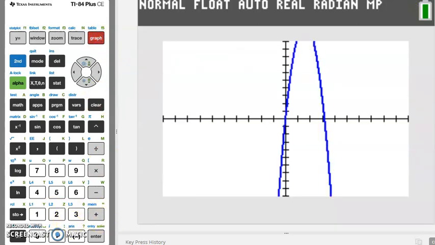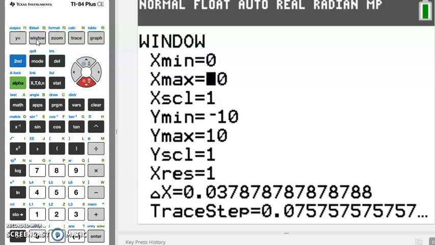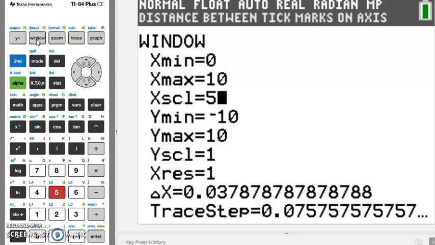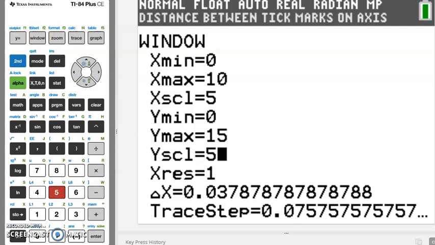So I'm going to teach you how to fix the window. Remember here, we don't need any negative time, so basically we just want quadrant 1 for the most part. So we'll go to window. Our x min we can make 0, and we can go up by 5s. Here we'll make y min 0 as well, and this one went a little higher, so I'm going to try 15, and we'll go up by 5s, and graph this.